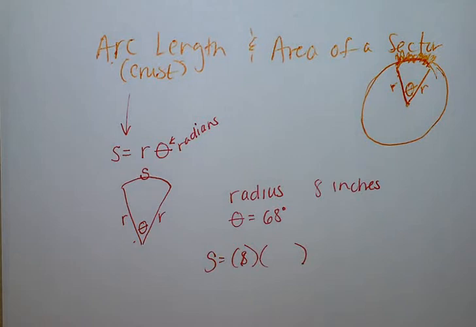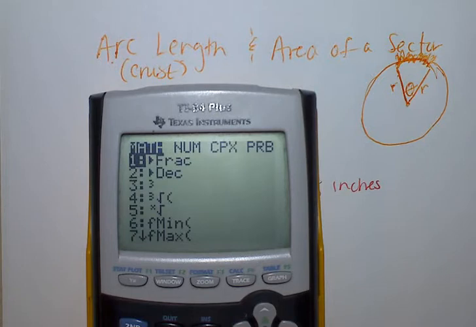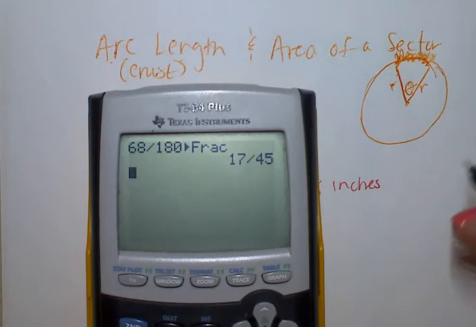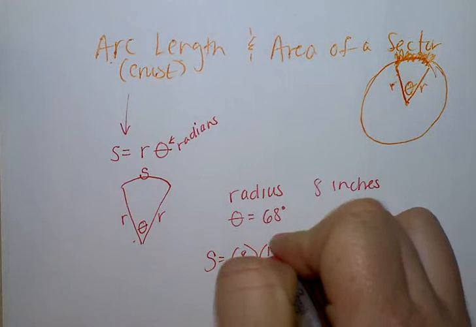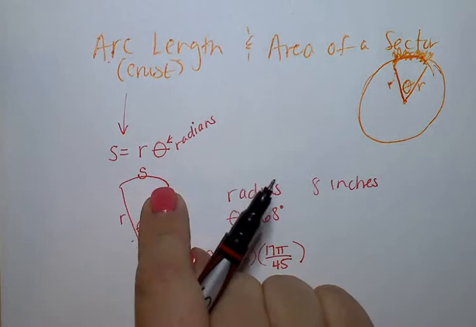So remember to do that, you're going to take 68 on a calculator, divide it by 180, then we're going to reduce the fraction by hitting math, fraction, enter, enter. And we're going to attach a pi symbol. So 17 over 45 pi. This will give us the length of the arc on this sector.